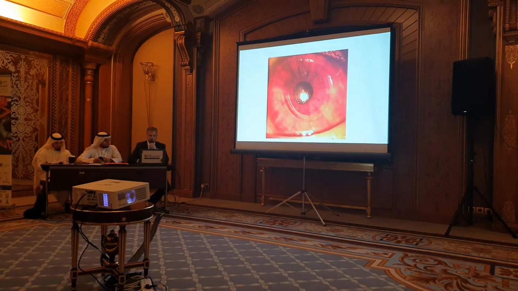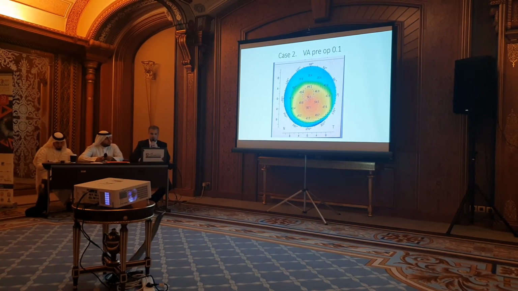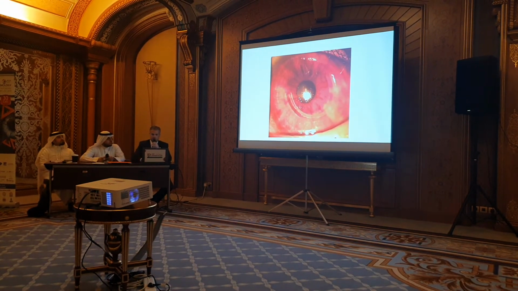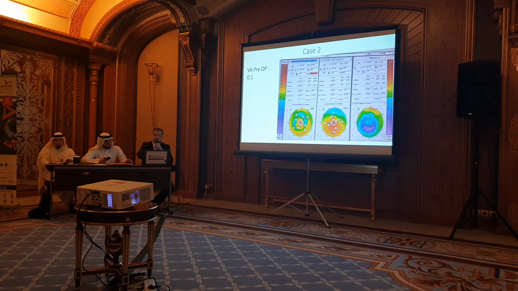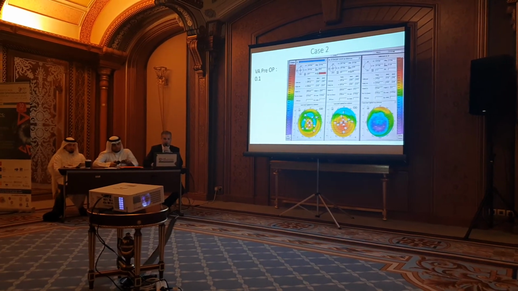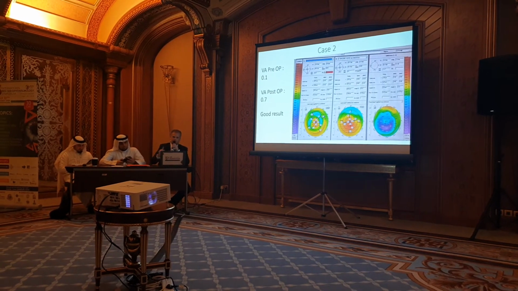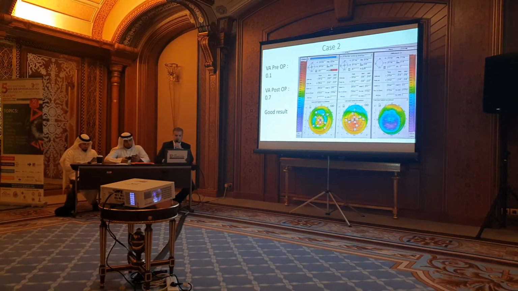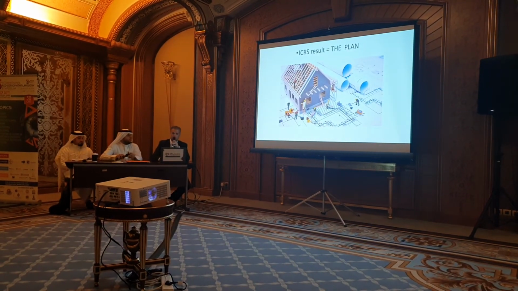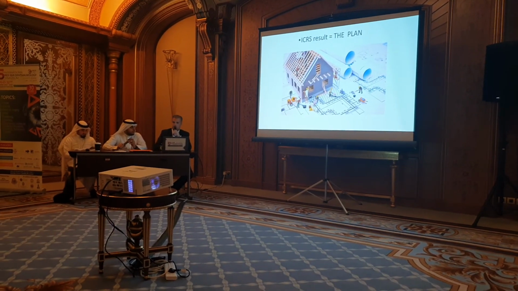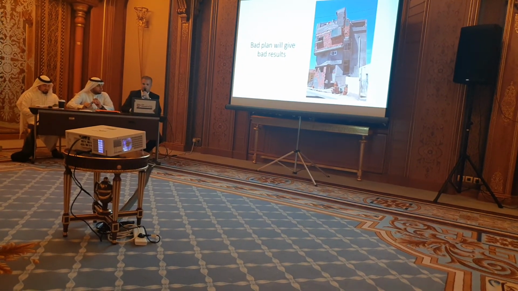So I give you one case. In this case, we have this asymmetry. We use this ring, and you see the regression of the cornea, and the visual acuity was 1 to 10 and after the surgery it was 7 to 10. So the ring is the plan. Intracorneal is the plan, and when you have a bad plan, you have bad results.